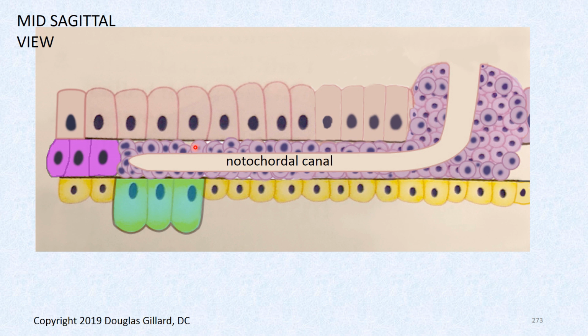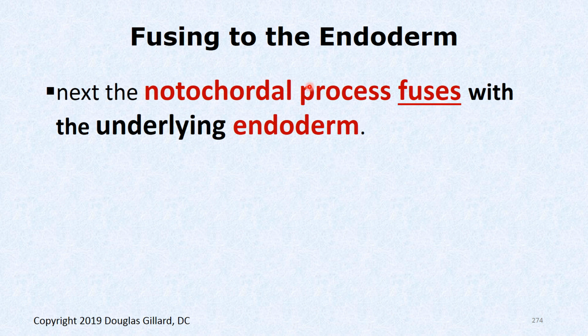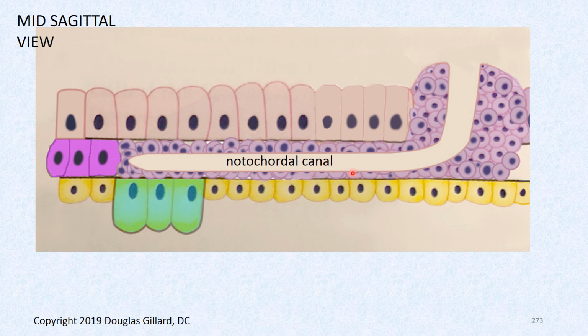So that's the first thing. Cells get sticky and they stick up to the roof here. The basal lamina is right here, the basal lamina of these ectodermal cells. And then they stick down here to the basal lamina of the endoderm. Okay, notochordal canal. Next, what happens? The notochordal process is going to fuse with the underlying endoderm. So these cells are going to fuse very tightly with these endoderm cells. In fact, they're going to be squished out of the way and only be up top, as we'll see here in a second.